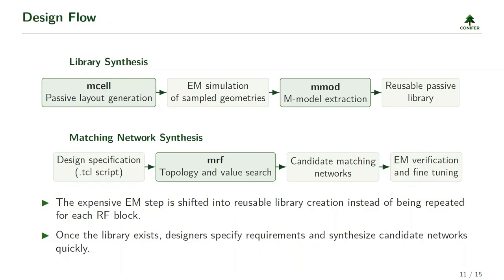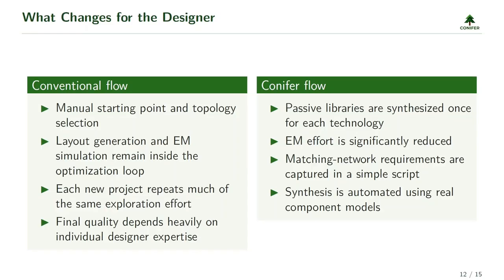Let's see what's changing from the designer's point of view when switching from the conventional design flow to Conifer design flow. In the conventional flow, the starting point and topology selection are done manually. The layout generation and the electromagnetic simulation remain inside the optimization loop, making the design iterations very slow. This is done separately in every project, so each new project repeats much of the same exploration effort. Also, final design quality strongly depends on the expertise of the individual designer.